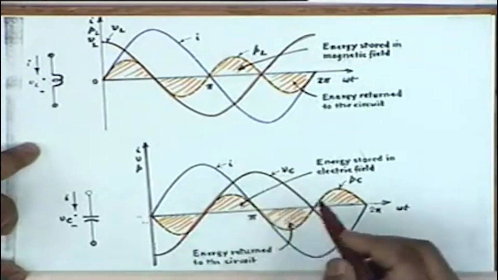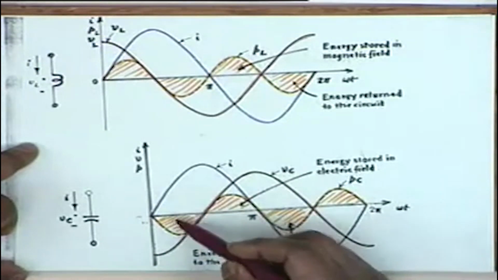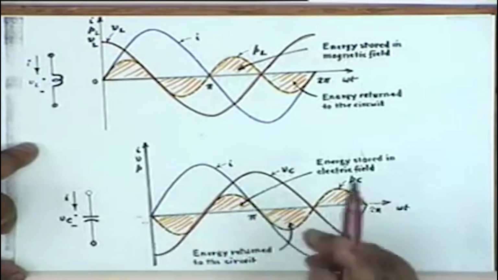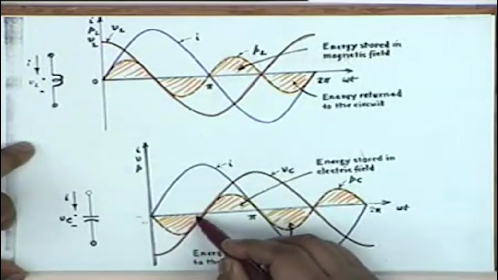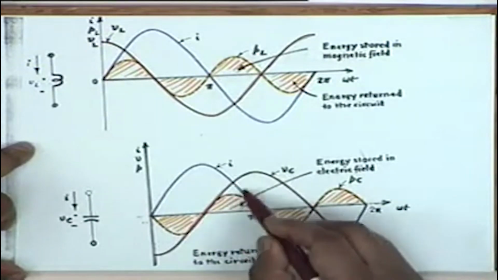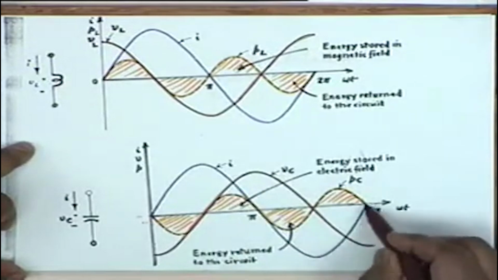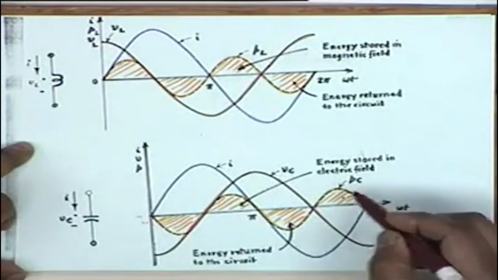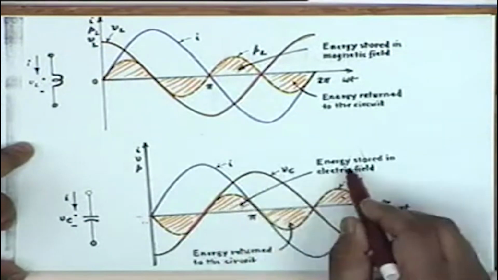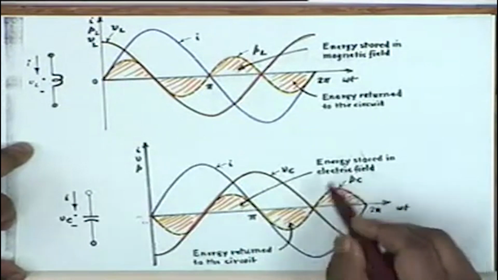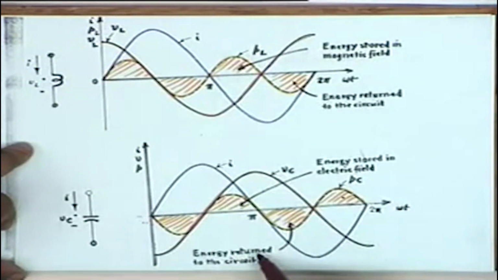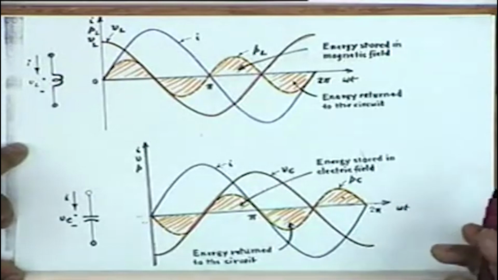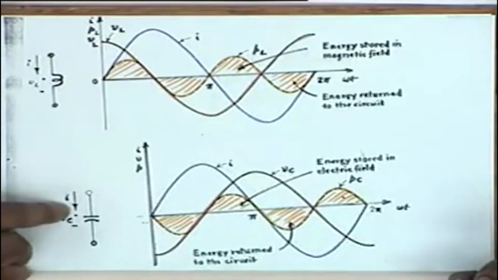Alright, 90 degrees. And therefore, once again the same phenomenon occurs, that is, when the current and voltage are of opposite polarity, the power is negative. When the current and voltage are of the same polarity as here and also here, the power is positive. And when the power is positive, energy is being stored in the electric field, not the magnetic field. When the power is negative, energy is being returned to the circuit, and the sum total over an integral number of cycles is that the average power is equal to 0.